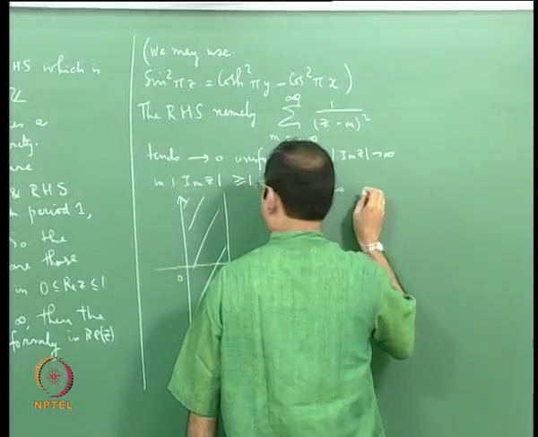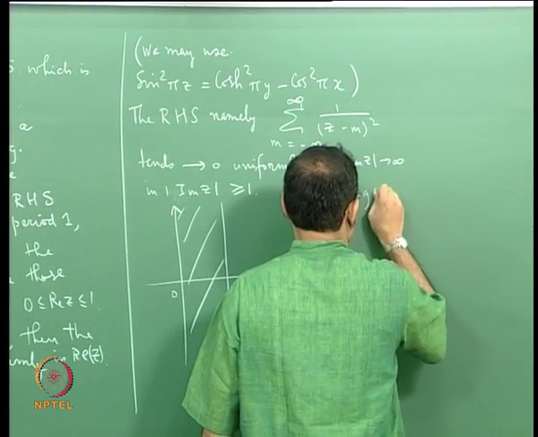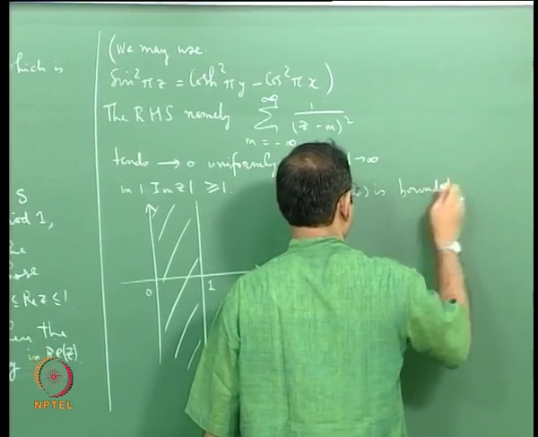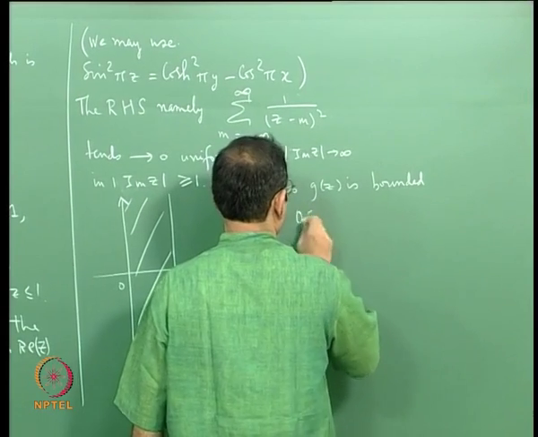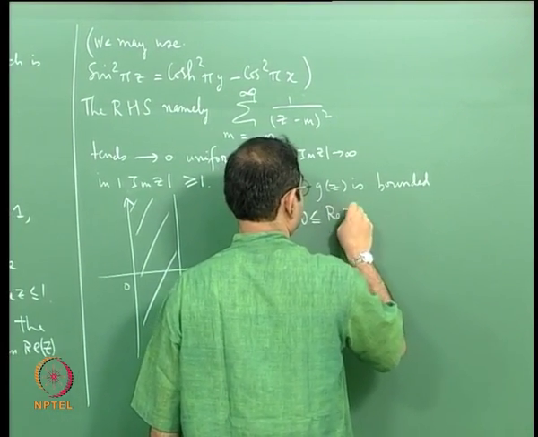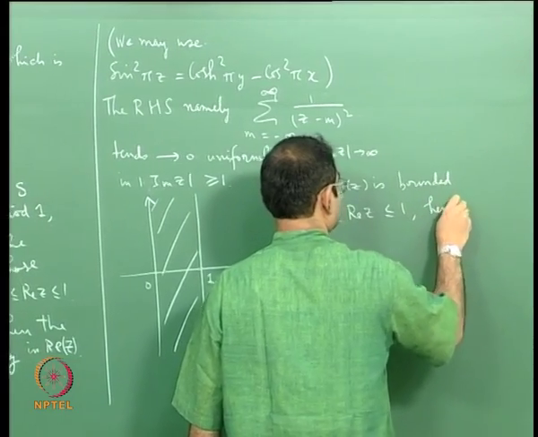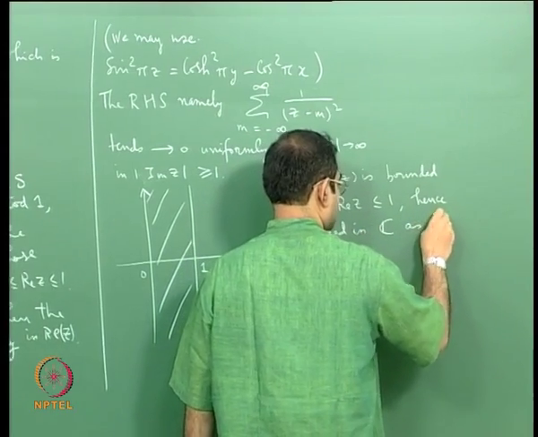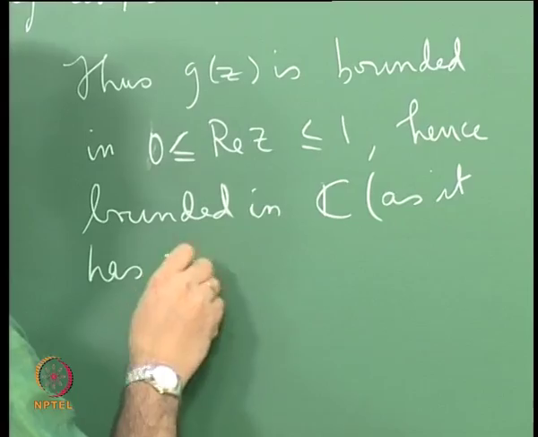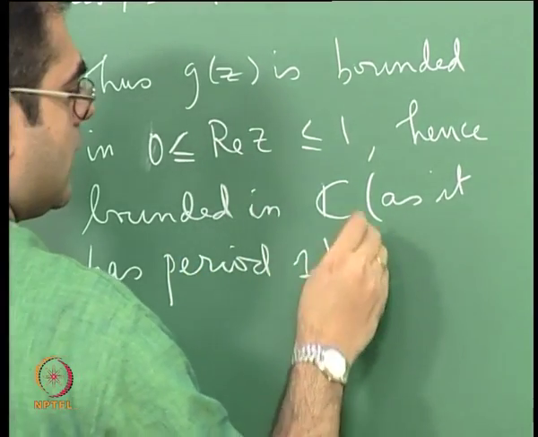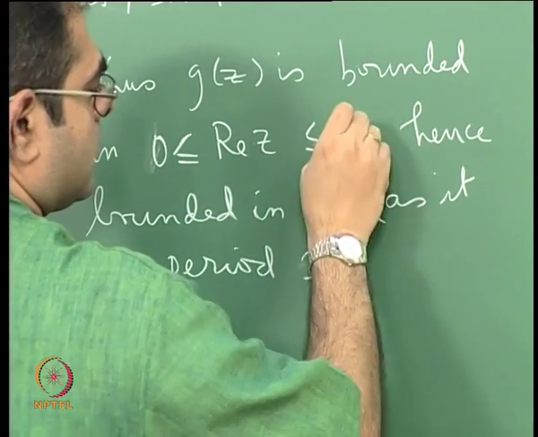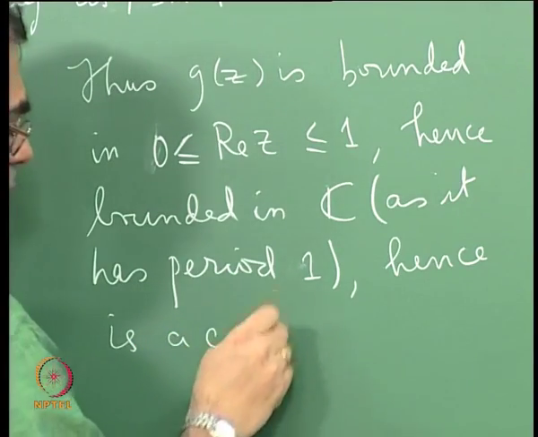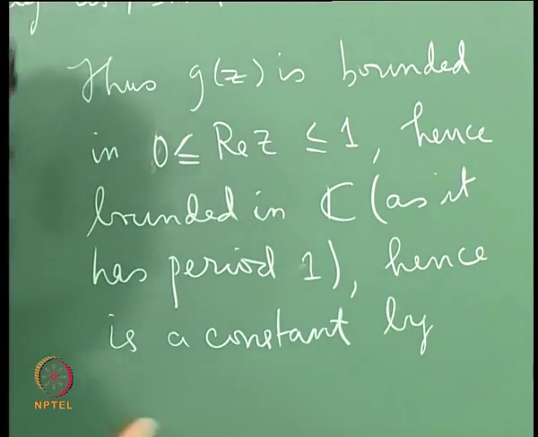Thus g of z is bounded in 0 ≤ Re(z) ≤ 1, hence bounded in C as it has period 1, hence is a constant by Liouville's theorem.